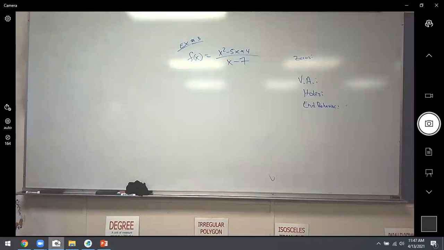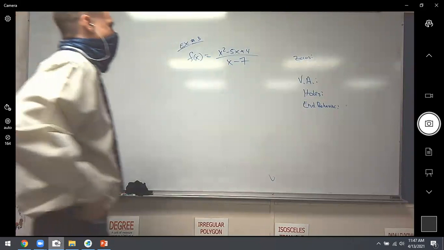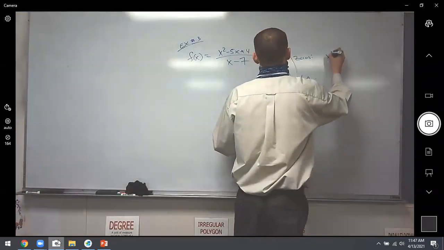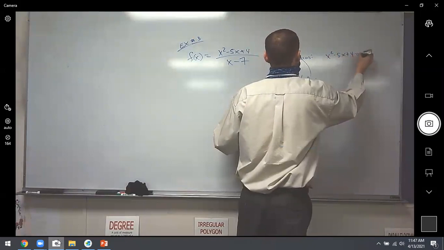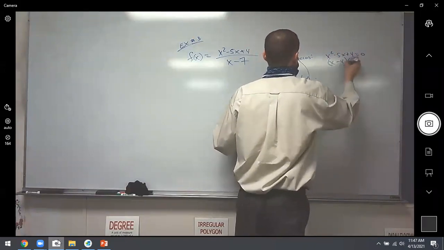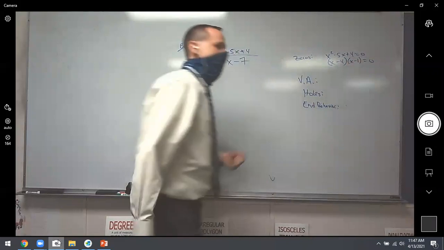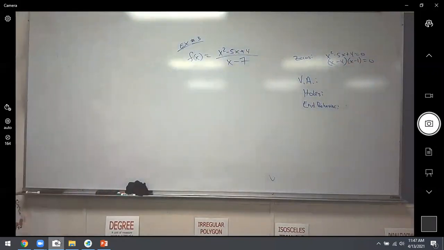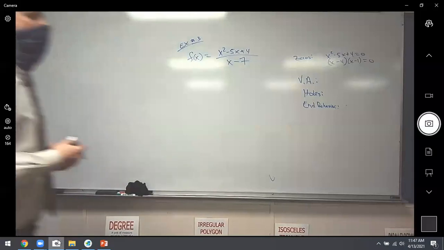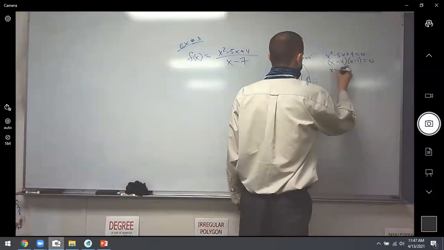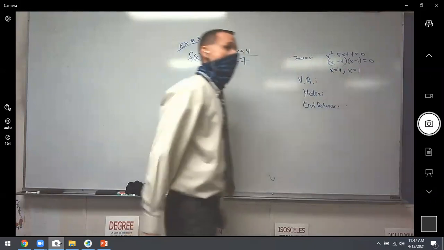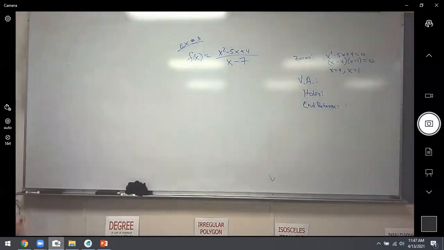Where are the zeros when the top is equal to 0? Look at that top. What's that scream to have done to it? I would agree. So if I set x squared minus 5x plus 4 equal to 0, because I'm trying to find when the tops are 0, I think that factors immediately into x minus 4 and x minus 1. Would you concur? Meaning there are 2 zeros. The number 4 and the number 1 both make the top of my fraction 0, and therefore it'll cross the x-axis at x is 1 and x is 4.